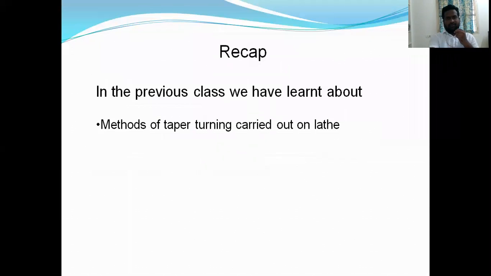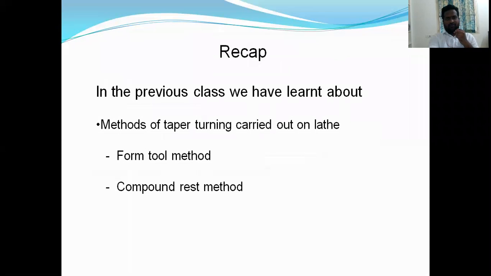In the previous class, we discussed the methods of taper turning. What are those methods? Can we recall them? One is the form tool method, the second is the swivel compound rest method, and the third is the taper attachment method. Right? Before going to today's class, let us recall yesterday's class.